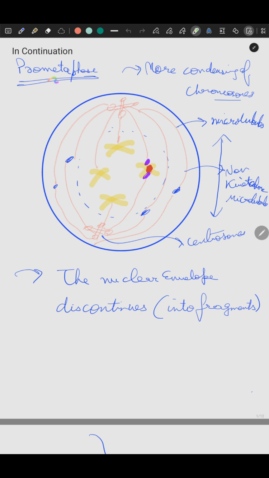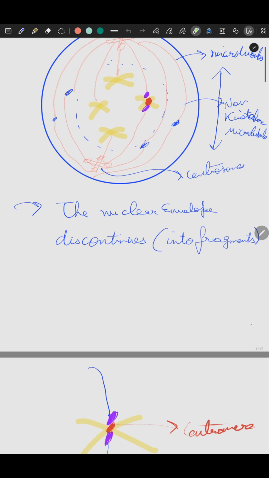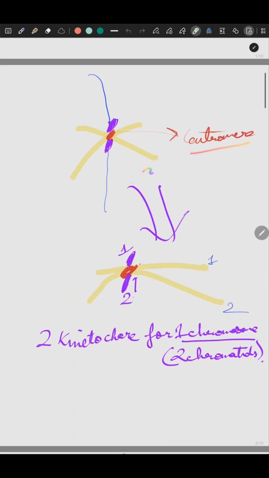Later on, during the prometaphase, the second phase, more condensing of chromosomes occurs and the nuclear envelope fragments. You can also see the microtubules extending from each centrosome are joining. Here the chromosome has become more condensed. You can see the microtubules joining together without touching a chromosome. They are called non-kinetochore microtubules because they don't have a kinetochore. For example, in this way, you can see the centromere.